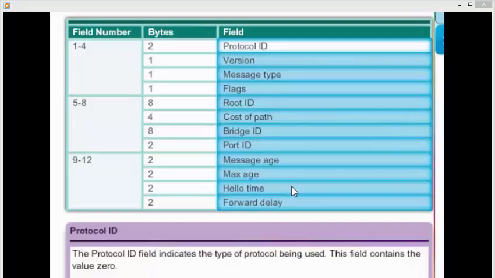As the switches forward their BPDU frames, adjacent switches in the broadcast domain read the root ID information from the BPDU frame. If the root ID from a received BPDU is lower than the root ID on the receiving switch, then the receiving switch updates its root ID, identifying the adjacent switch as the root bridge.